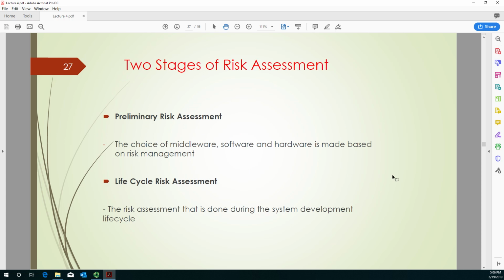There are two stages of risk management. Preliminary risk management, identifying what kind of software, hardware, middleware is used and what kind of risk is involved in using this. Then you have lifecycle risk management, where during system development you identify the loopholes in the system and where things can be insecure.